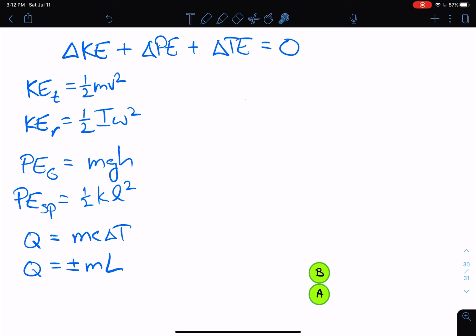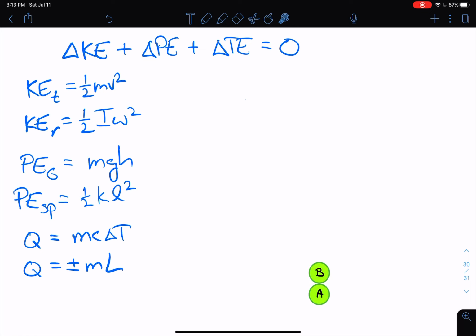Thus far, we've talked about translational kinetic energy, which is 1/2 mv squared. There's rotational kinetic energy, which is 1/2 I omega squared. Remember, I is the moment of inertia, omega is the angular velocity. There's the gravitational potential energy, that's just equal to mgh. Spring potential energy, which is 1/2 kl squared. Remember, the k is just the spring constant here, and the l is how much it has been stretched or compressed.